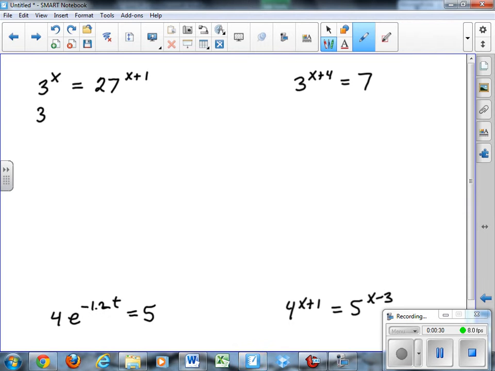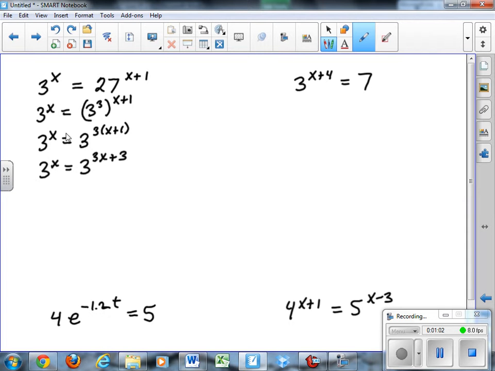So I'm going to say 3 to the x is equal to 3 cubed to the quantity x plus 1. Now, this is where you have to remember your exponent rules. If I raise a power to a power, I multiply the exponents. So I can rewrite this as 3 to the x is equal to 3 to the 3 times x plus 1, or 3 to the x is equal to 3 to the 3x plus 3. There's a lot of 3's in this problem. I didn't necessarily intend that to be that way, but that just happened.